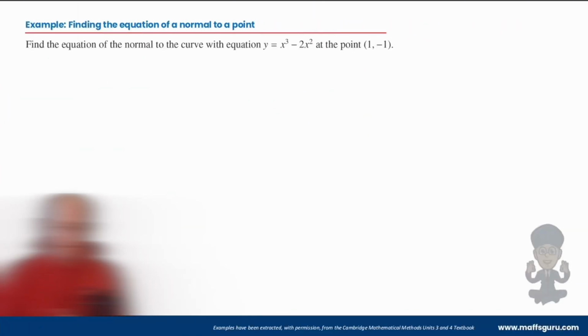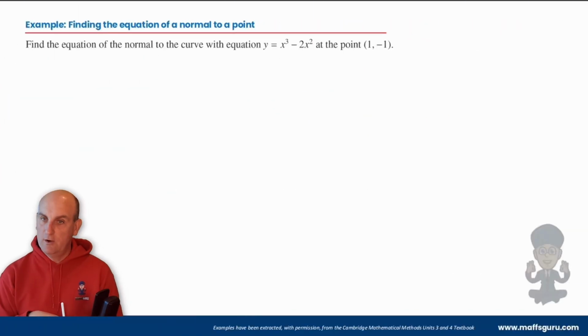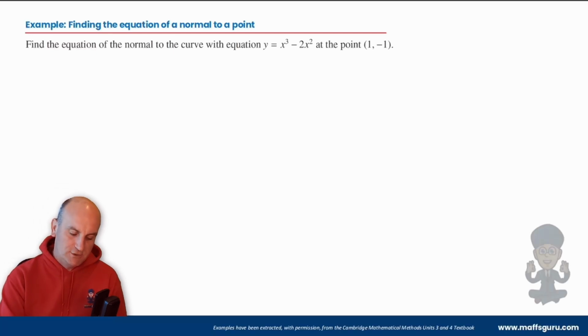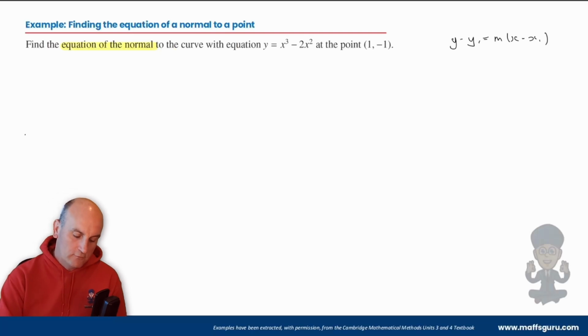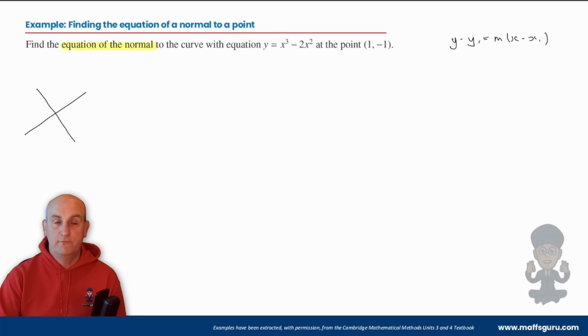Okay, right. So now let's practice finding the equation of a normal to a point. So we've got to find the equation. It's always important to highlight the key words here. So I'm going to need y minus y1 equals m times x minus x1 again, to the curve. Now, we can't find the equation of the normal until we have something to do with the tangent. So remember, we've got to find the gradient of the tangent first before we can find the gradient of the normal.